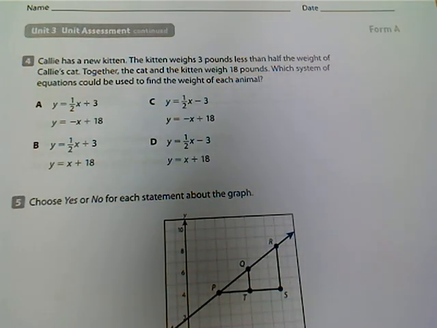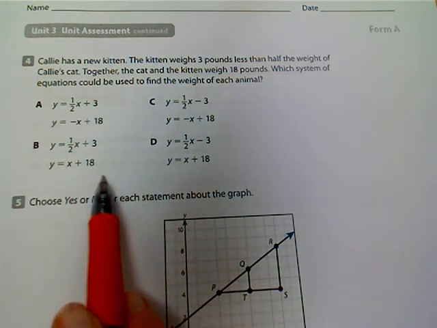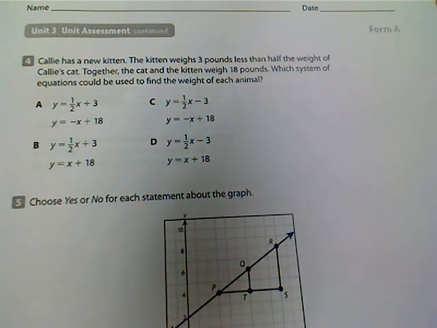Callie has a new kitten. The kitten weighs 3 pounds less than half the weight of Callie's cat. Together, the cat and the kitten weigh 18 pounds. Which system of equations could be used to find the weight of each animal? I notice my answer choices are all in slope-intercept form. However, if I was going to set this up, I would not use slope-intercept form.